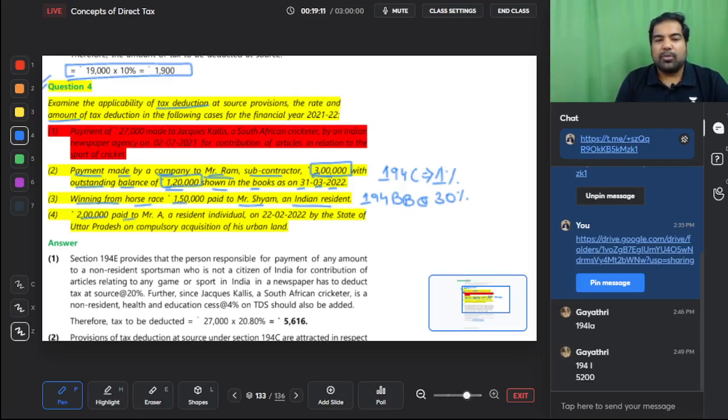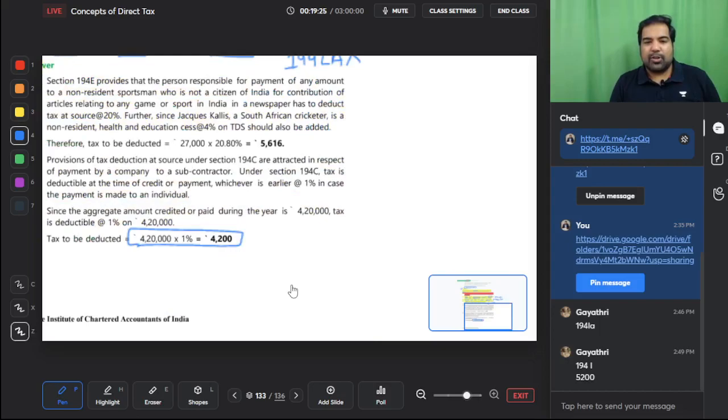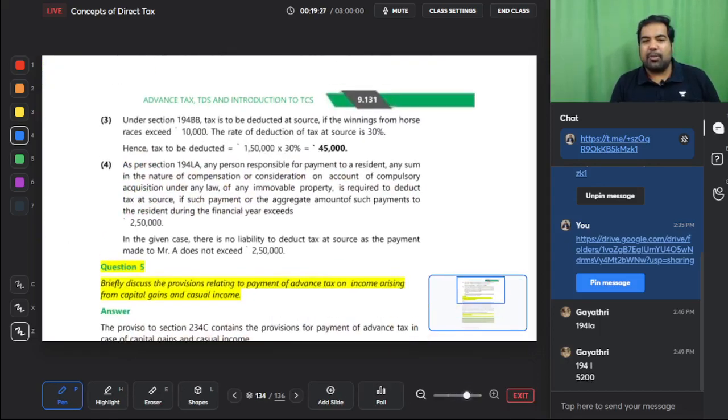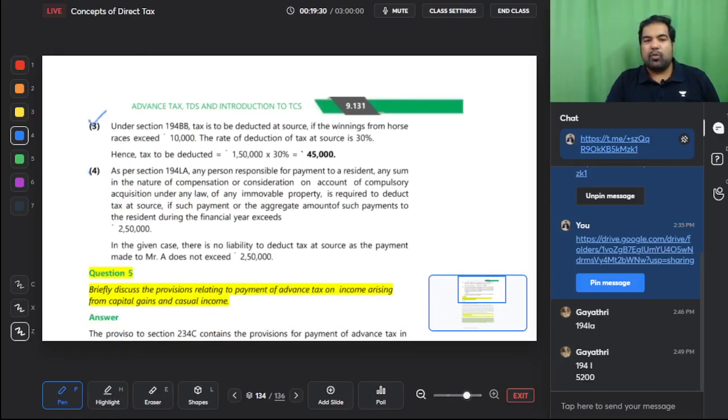And 2 lakh paid to Mr. A by the state of Uttar Pradesh on compulsory acquisition of his urban land. 194LA legally acquired says only if it's more than 2,50,000 then deduct TDS at the rate of 10%. So no TDS in that case. Guys, the questions will get very easy and predictable and easy to answer if you know the basics well.